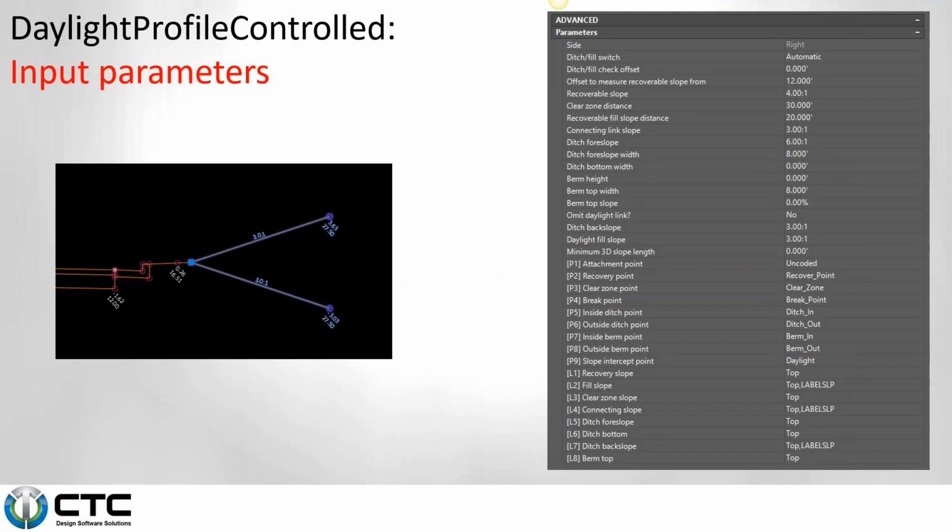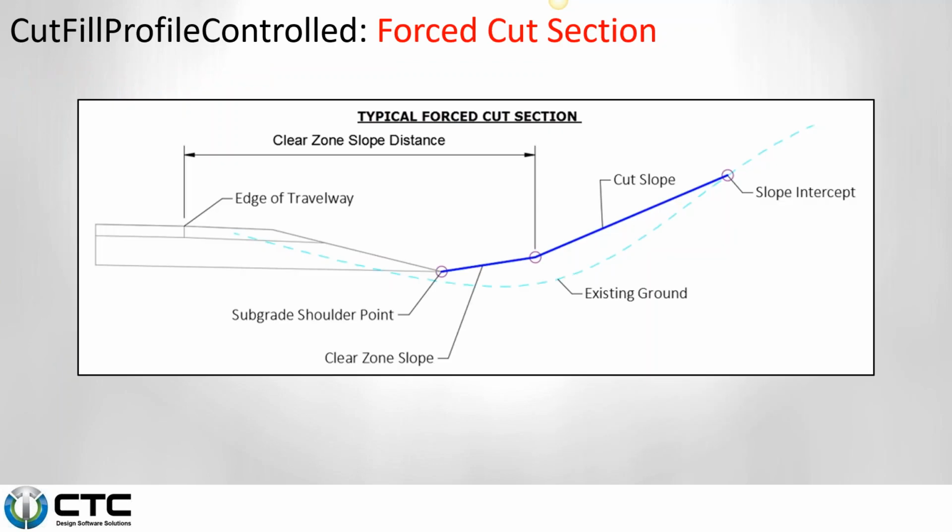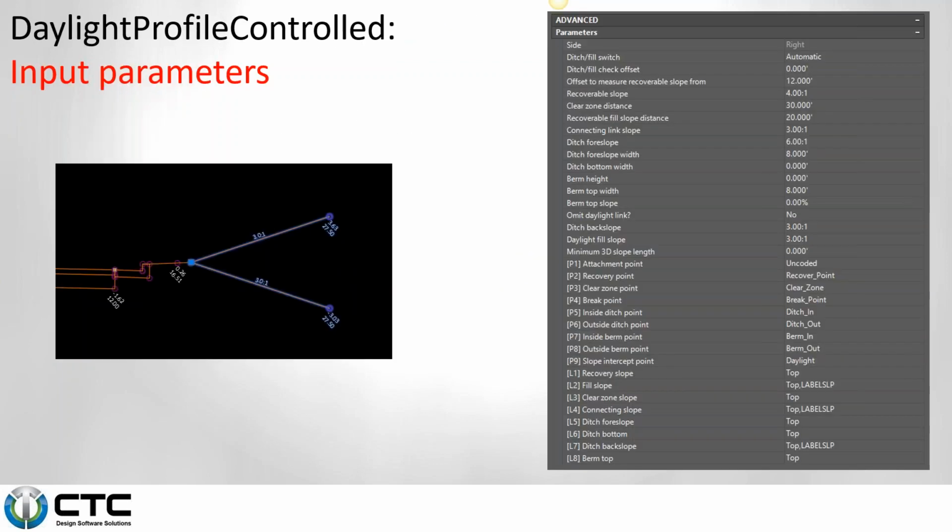The daylight profile control, our third subassembly in here. It has a lot of the functionality of the CutFillProfileControlled subassembly, but with the daylight profile control, this one will actually give me the ability for a ditch or a berm. So what I can do is I can have it build a ditch, and then it can actually build a berm on the outside of the ditch. 2 extra features above and beyond that CutFillProfileControlled.